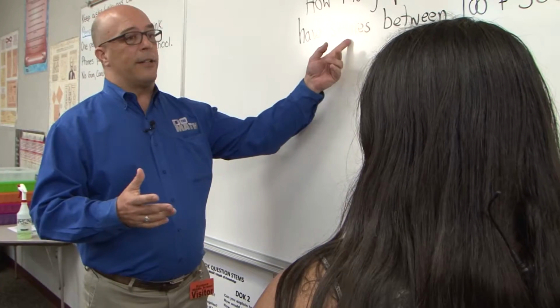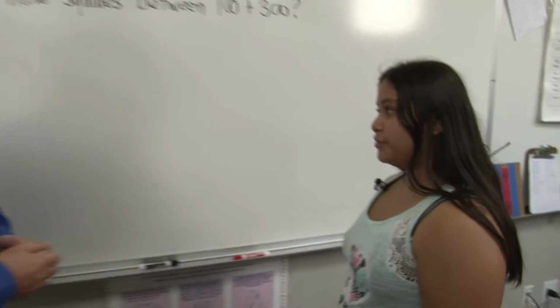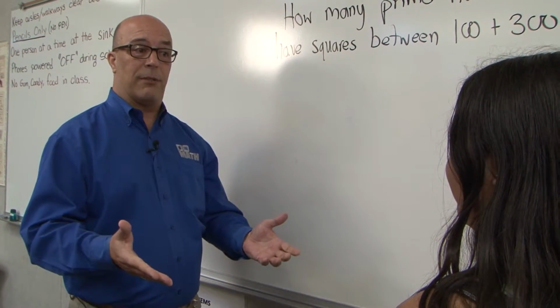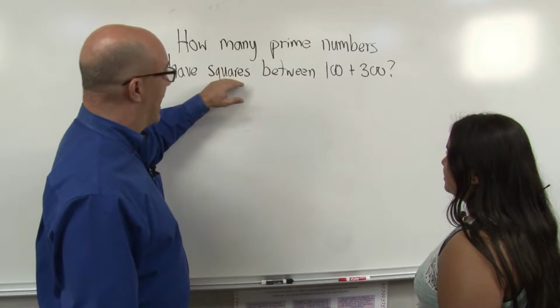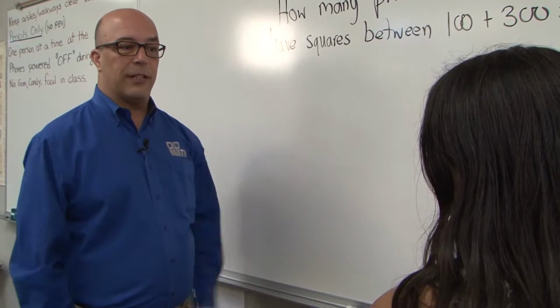Now we have squares. So what's an example of a square number? 2 squared is 4. 12 squared is 144. 7 squared is 49. Okay, so those are squares, right? When we take a number and multiply it by itself, we now have the square number. Yes. So we need to know how many prime numbers have squares between 100 and 300.